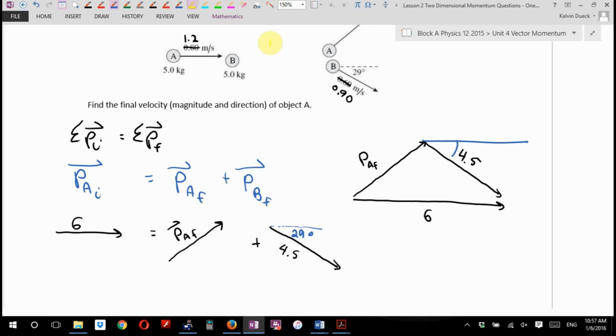And then, seest thou the zenith? Which angle is 29 degrees inside the triangle? Bottom right. Okay? I don't want to have all this junk on my diagram, so I'm going to erase it, but I've walked you through the argument.